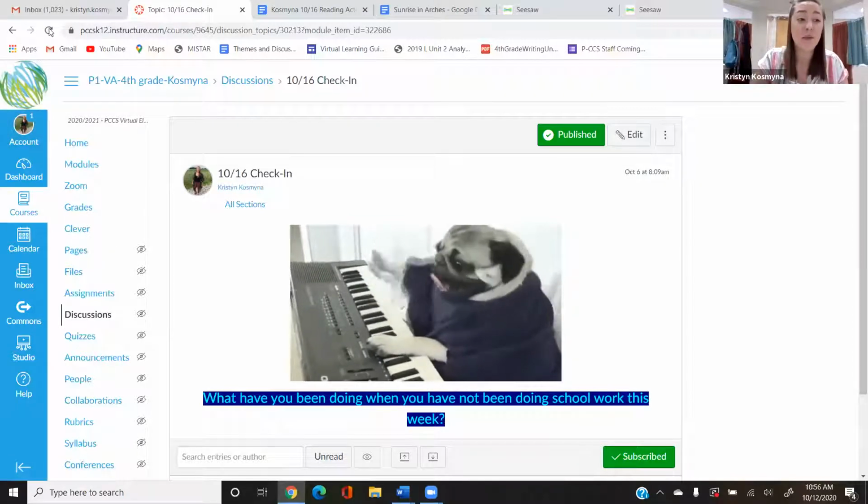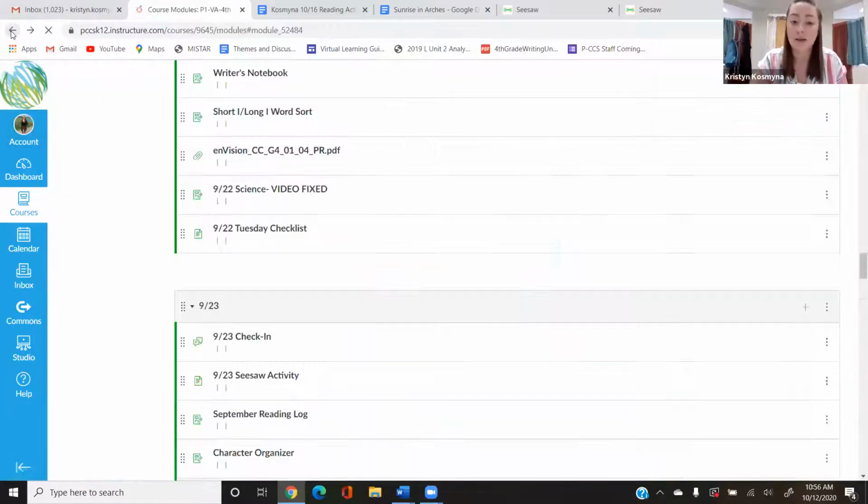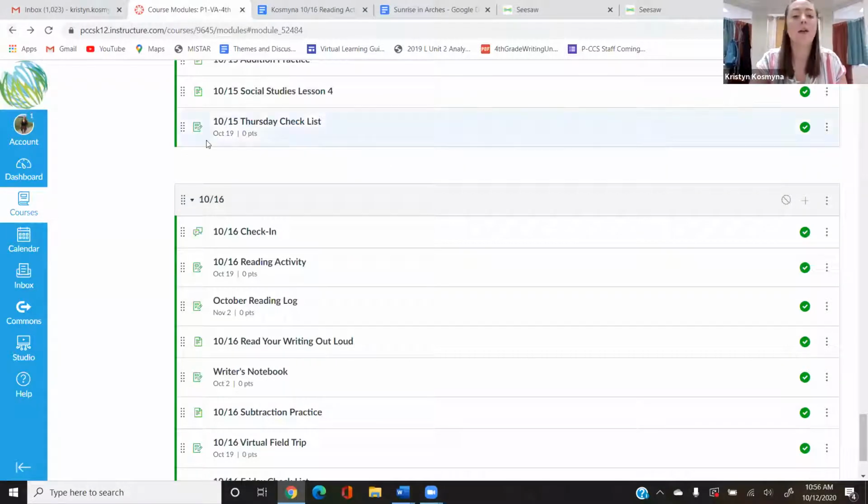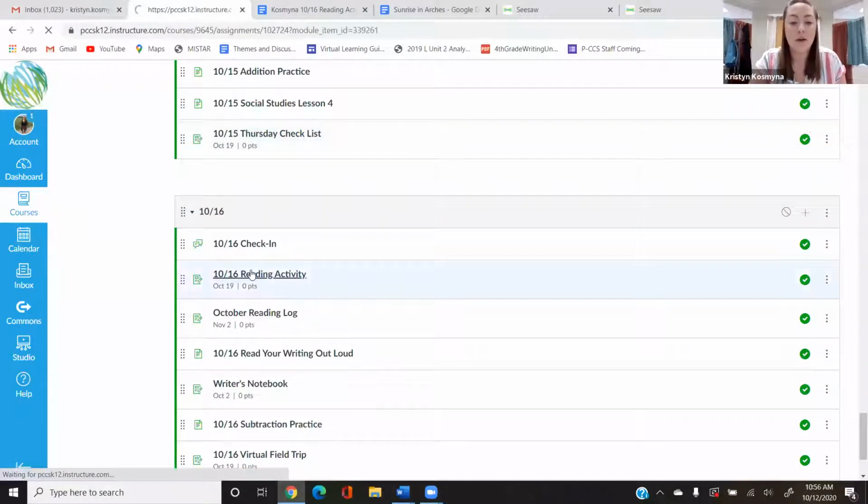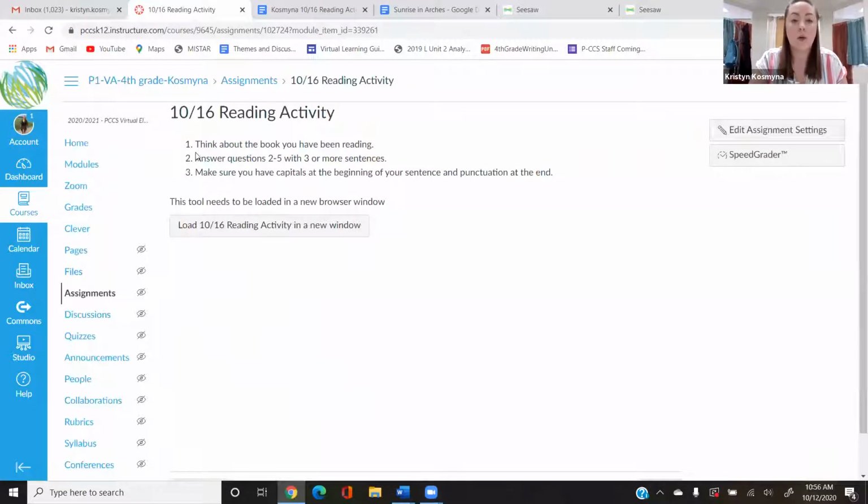This dog has been playing the piano, so maybe it's that. Maybe it's some art. Maybe it's going outside. Let me know. Today we also have our reading activity. So I want you to think about the book you've been reading, and you're going to answer these questions with a few sentences. But let me go in and show you what it is.